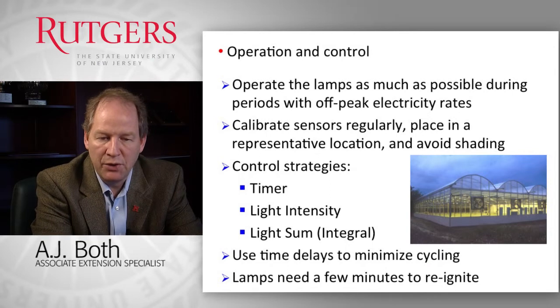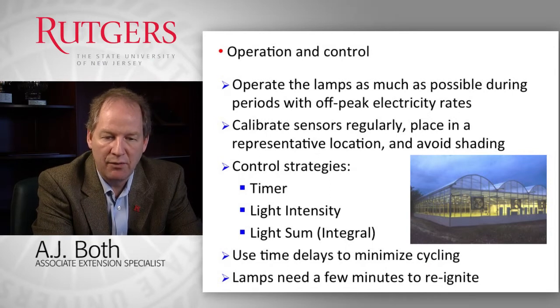The sensors that we use to sense and register the light intensity should be calibrated regularly and should be placed at representative locations. And we should, as much as possible, avoid shading those sensors because that means we don't get accurate readings. The control strategies that we use include a basic timer.